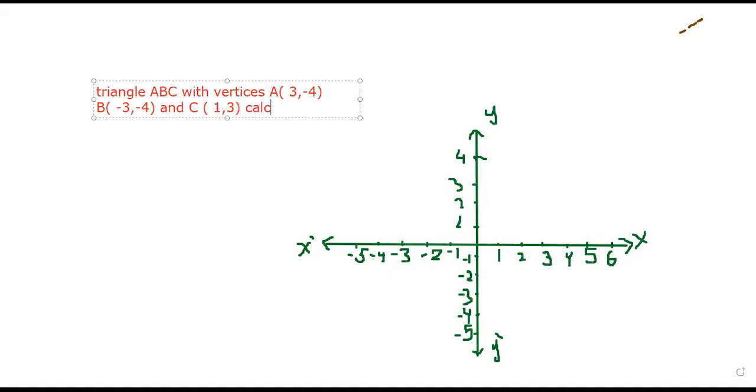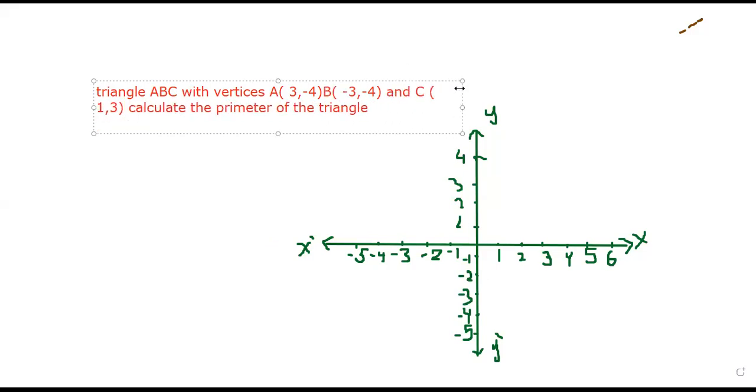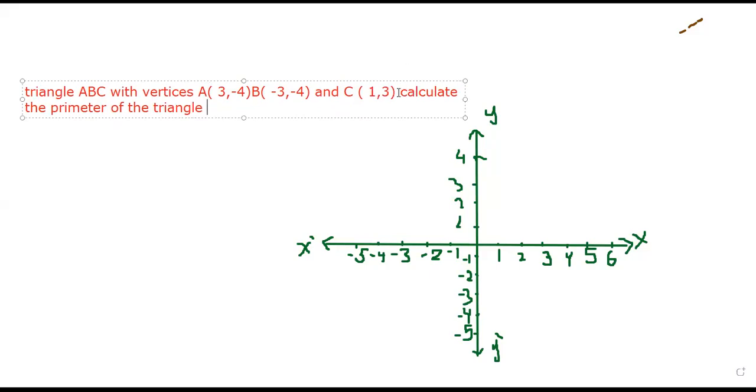Calculate the perimeter of the triangle. Calculate the perimeter of the triangle. How can we solve this question, grade 8? How will we calculate the perimeter of this triangle? What is the first step we have to do?